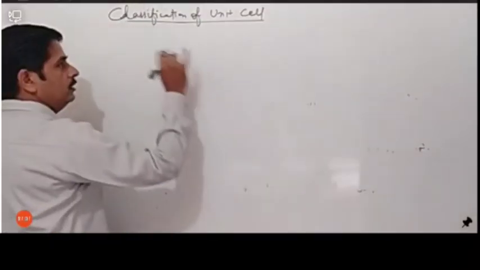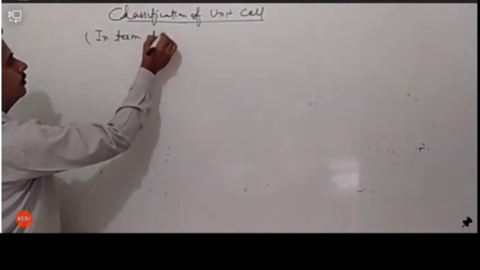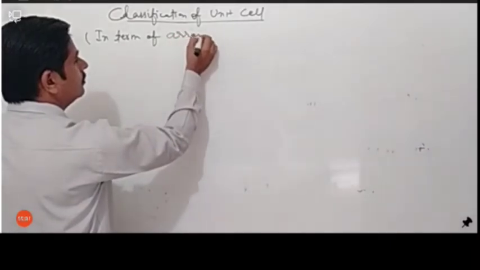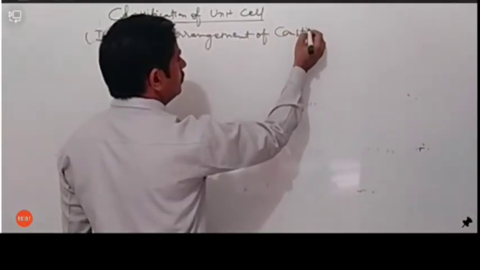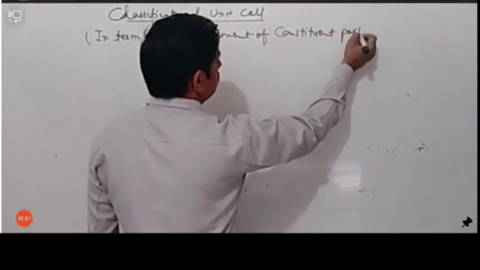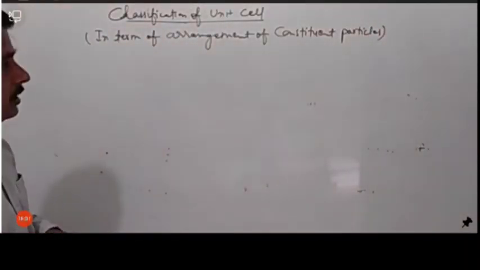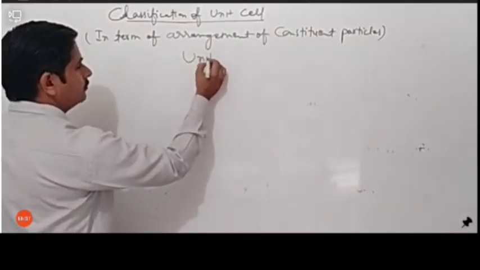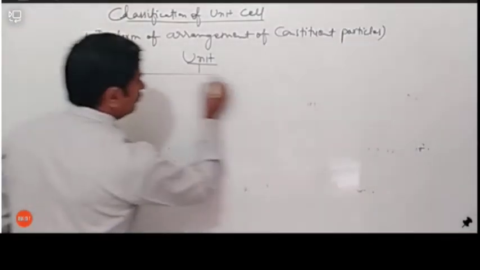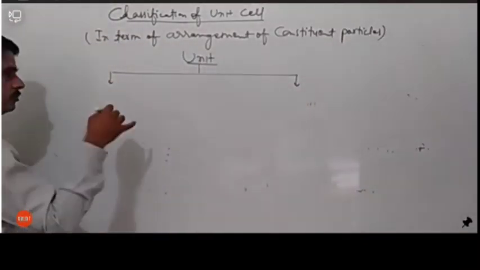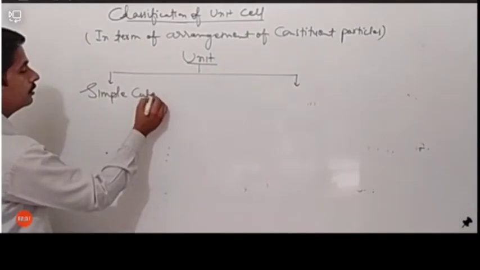So we are taking it in terms of the arrangement of constituent particles. In terms of constituent particles, we can divide the unit cell into 4 parts; basically into 2 parts, and then it will be further divided into 4 parts. So let's see. First, let's divide it into 2 parts. Simple cubic unit cell.